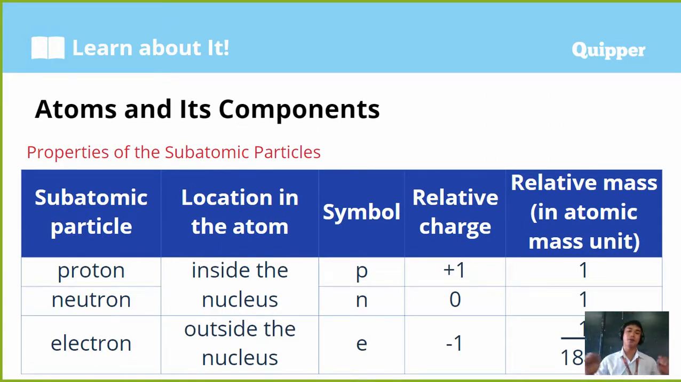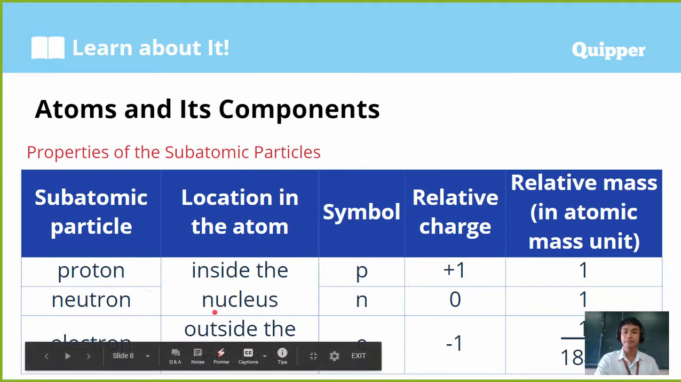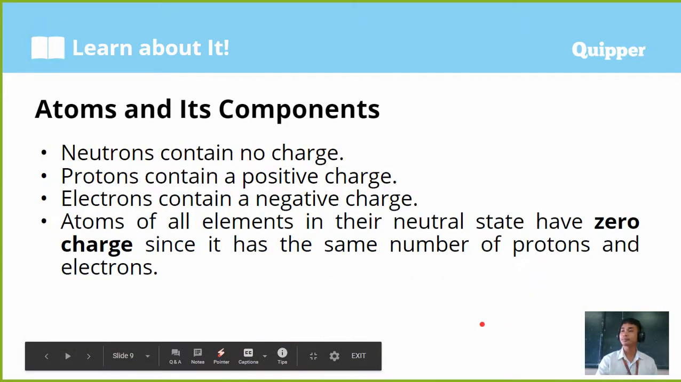So for the sake of this discussion, we can assume that the mass of an atom is composed of protons and neutrons. Though the electron still adds to the mass of an atom, for the sake of this discussion we neglect the mass of an electron since it is very negligible. Okay? So let's continue.